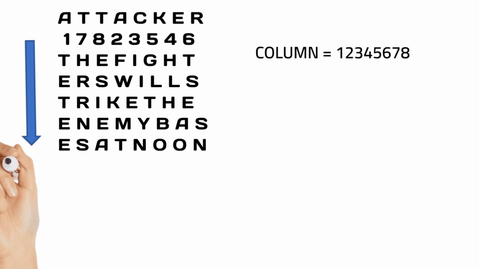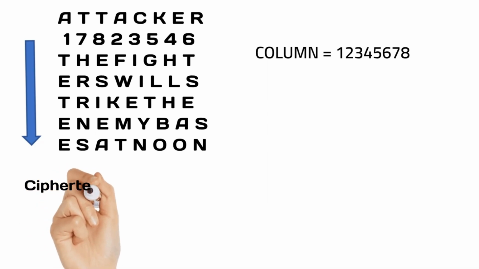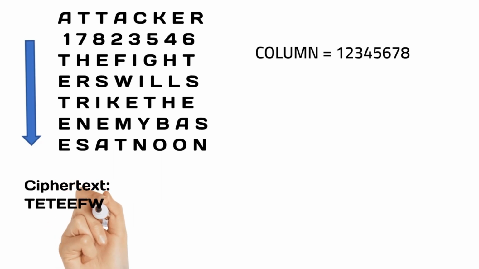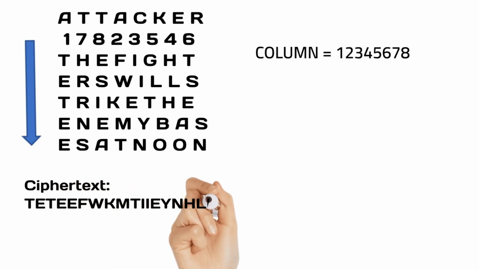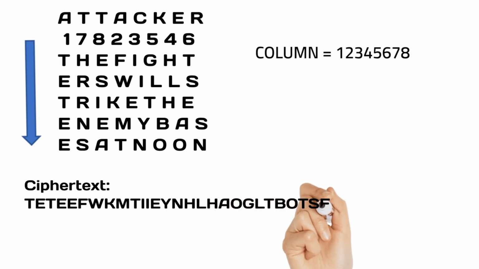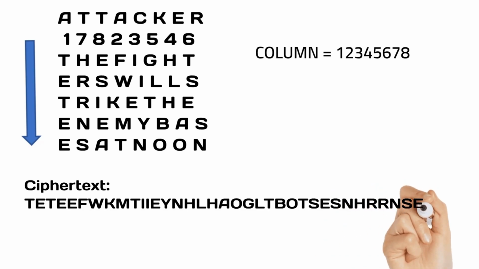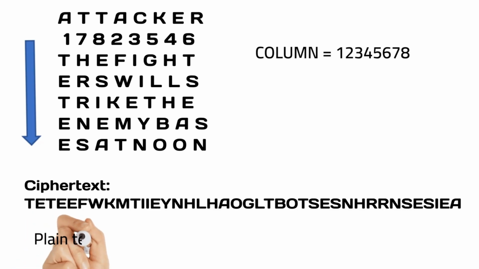You are going to write it in each column, in sequence order: 1, 2, 3, 4, 5, 6, 7, 8. We arrived with 8 columns. Now, the first column contains T, E, T, E, E. So like that, first column, second column, third column, you have to keep on writing. Then you will arrive at the ciphertext.